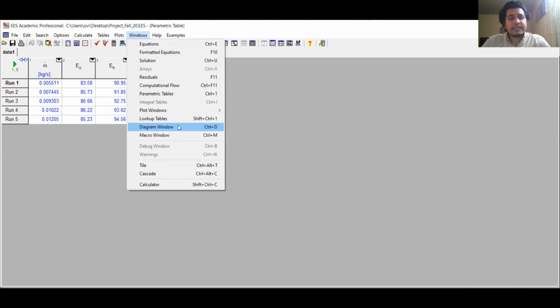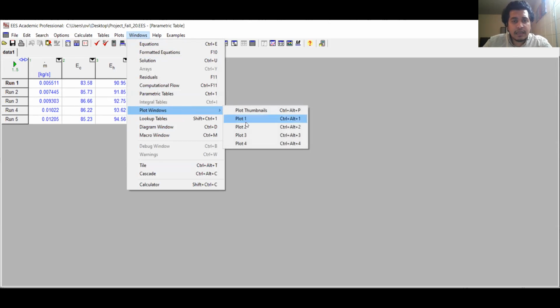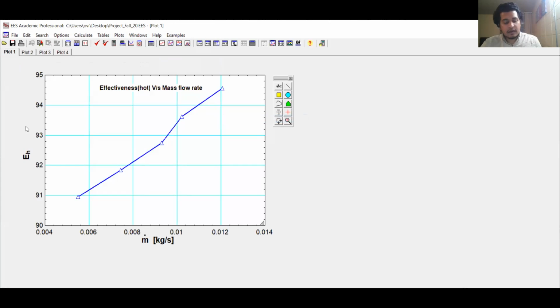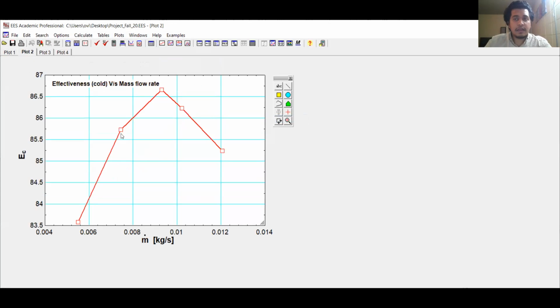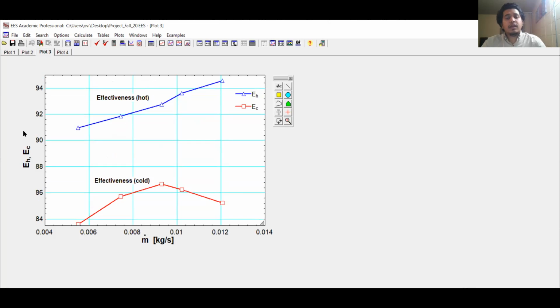So we can easily plot all those values in separate graphs. In these graphs, we can see the variation of effectiveness with mass flow rate. It is seen that effectiveness increases with mass flow rate. Experimental hot effectiveness first increases, then becomes almost constant for certain mass flow rates. Plot 2 describes the cold effectiveness with mass flow rate.